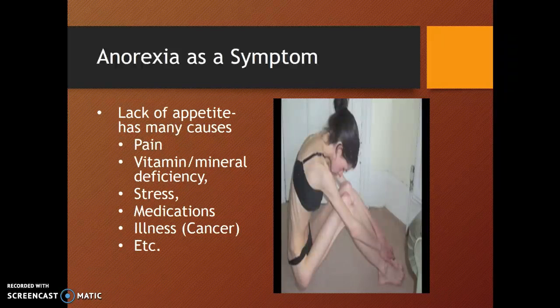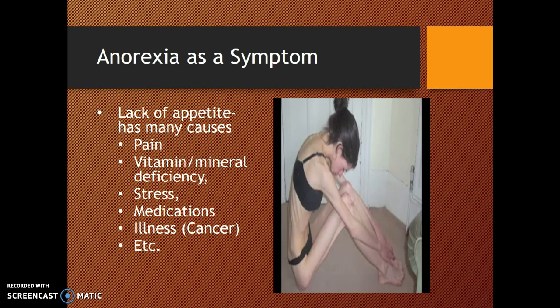When we're looking at things like anorexia, this is a symptom of something that's going on. There's many reasons why somebody can be anorexic. It could be as simple as a mineral or a vitamin deficiency. They may have pain when they are eating, and that causes them to become anorexic. They don't want to eat. Some medications cause you to be nauseous or unable to uptake the nutrition that you need. Maybe they have cancer. The tumors themselves are taking all the nutrition from the body so that the tumor can grow.